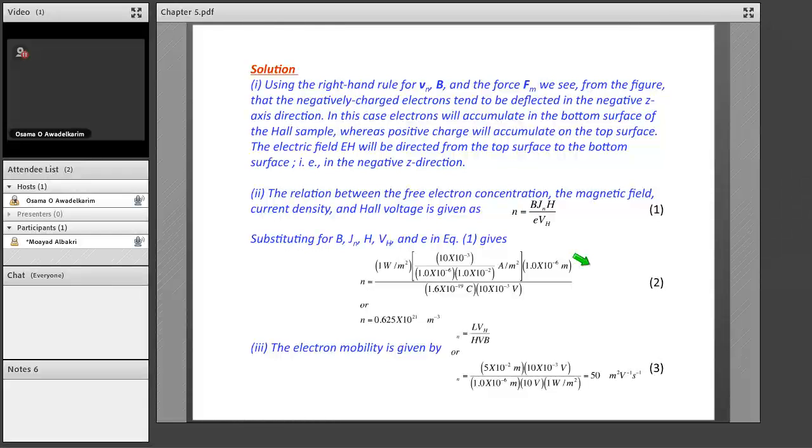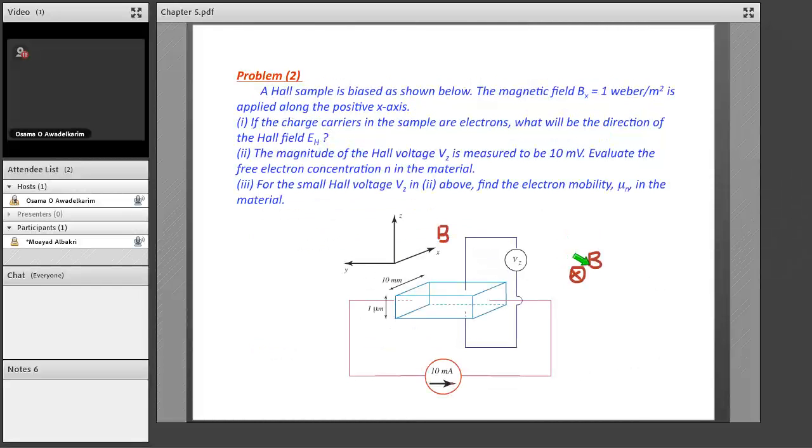So from the figure, the negatively charged electrons tend to be deflected in the negative z direction. So let's see that if we want to apply the right hand rule for a positive charge, meaning that if we hold our hand, the motion of the positive charge is in this direction, of course v, okay, that is the positive charge moves in this direction.